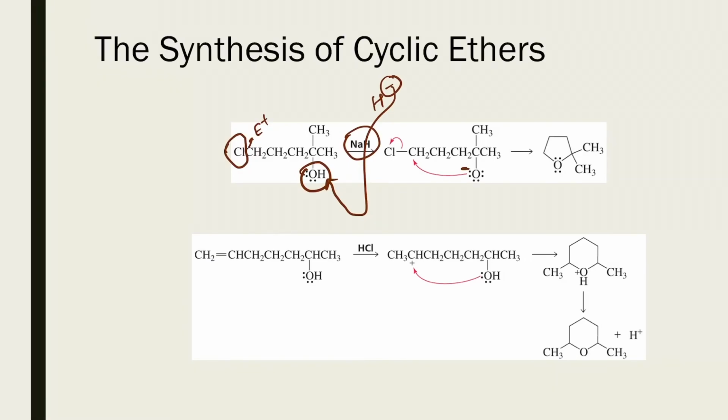And there is also another way to synthesize a cyclic ether, which is through the electrophilic addition reaction of an alkene, which also has a hydroxy group on it. So reacting it with HCl will add the hydrogen onto this carbon, because that's the one which has the greater number of hydrogens. Once the hydrogen is added onto this carbon, you will have the carbocation on the other carbon, and then the oxygen will act as a nucleophile attacking the carbocation.